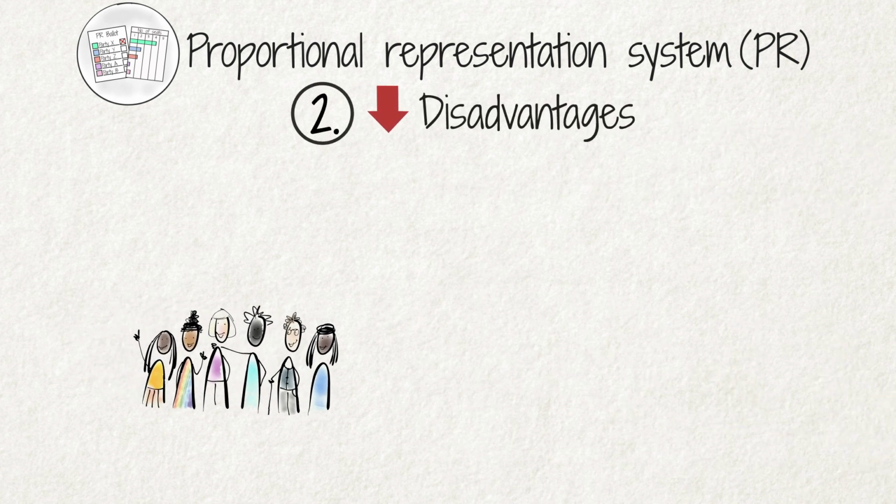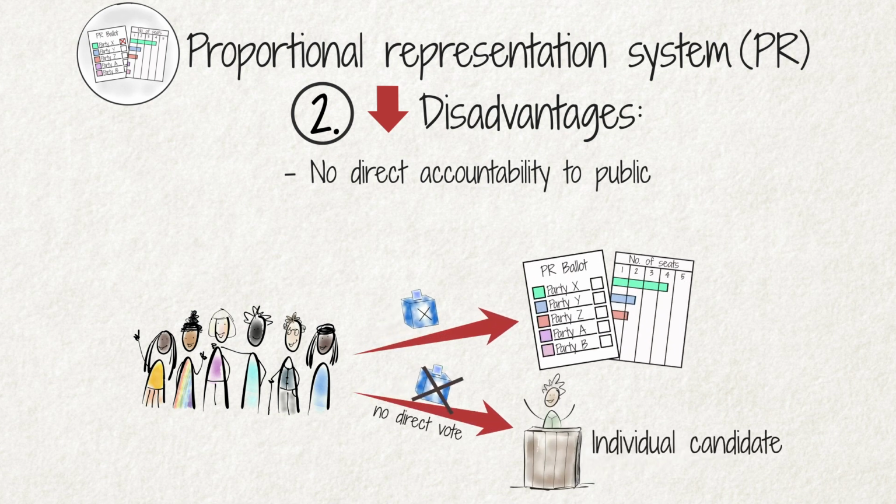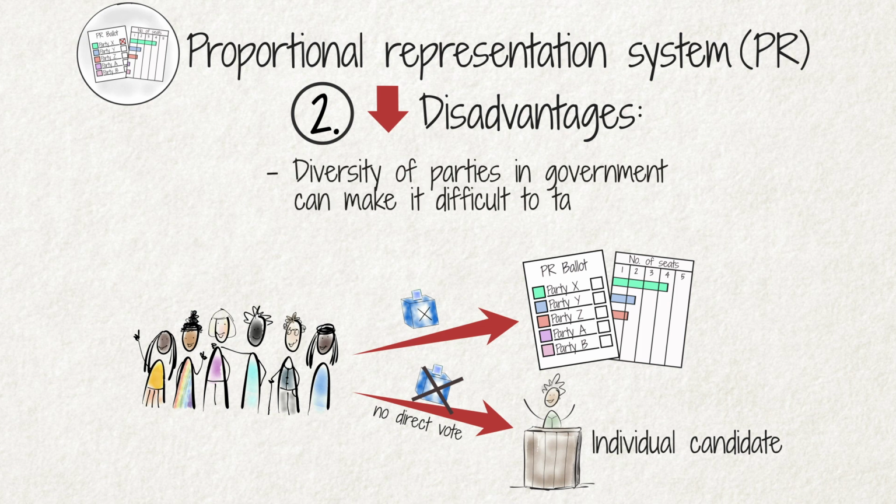The disadvantage is firstly that the elected representatives owe their positions to the party, since people vote for the party, not for them as individuals. Therefore, they often feel more accountable to the party than to the public. Secondly, the diversity of parties in the legislature may make it difficult to take decisions and form a government.